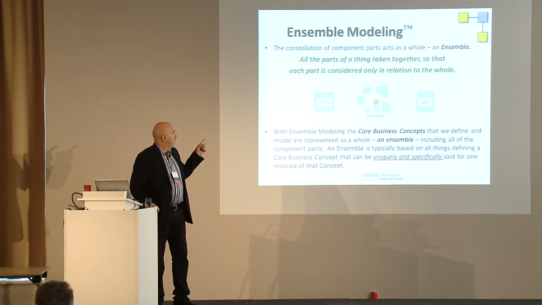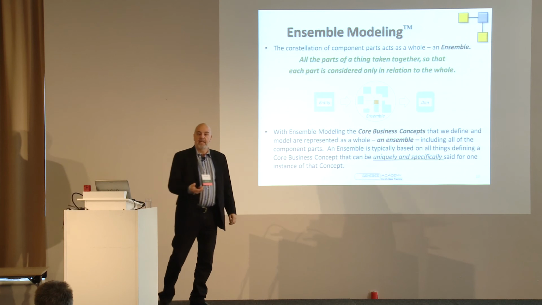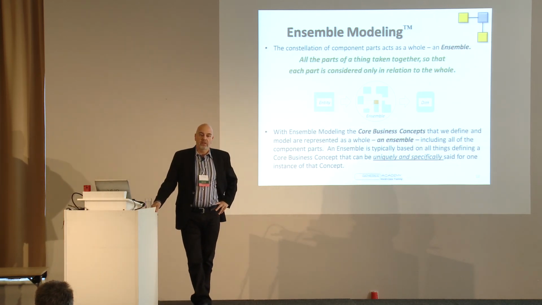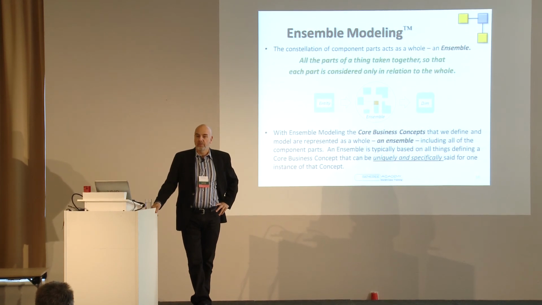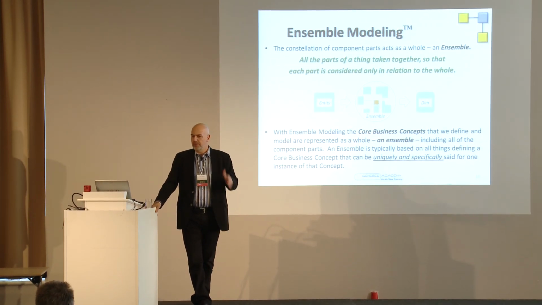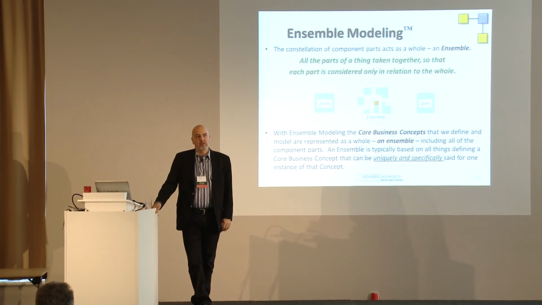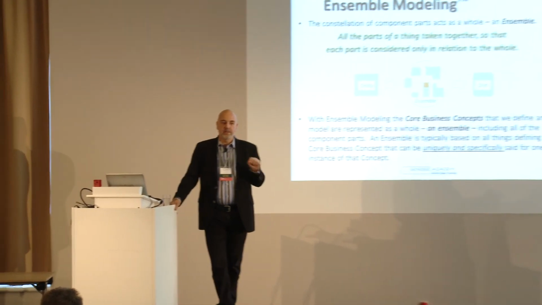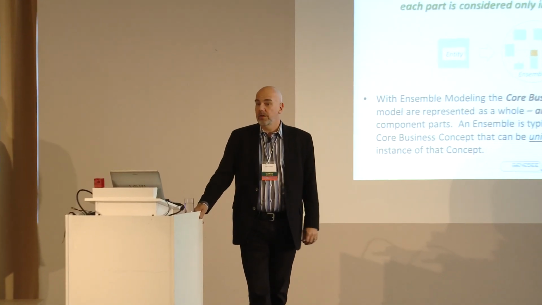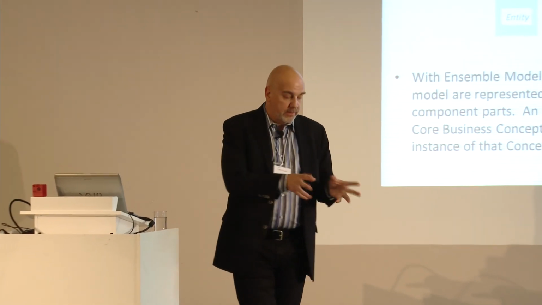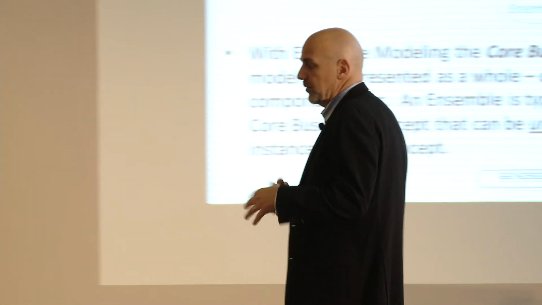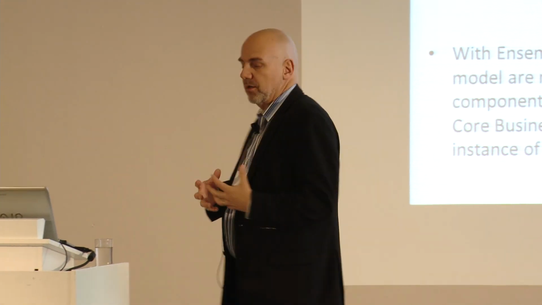What we want to say is all the parts of a thing taken together, so that each part is considered only in relation to the whole. If you just absorb that for a minute, all the parts of a thing taken together, but so that each part is only considered in relation to the whole. Well, that makes sense. You can't address a cluster of attributes in a dimension without addressing the dimension. That's the key, the dimension. Same thing in third normal form. So it makes sense that that definition works.